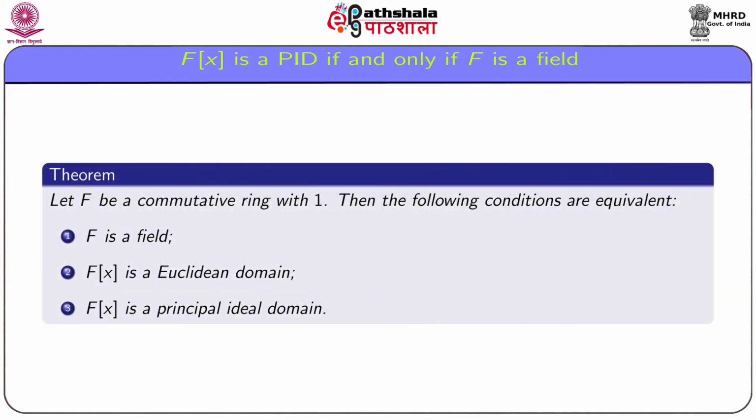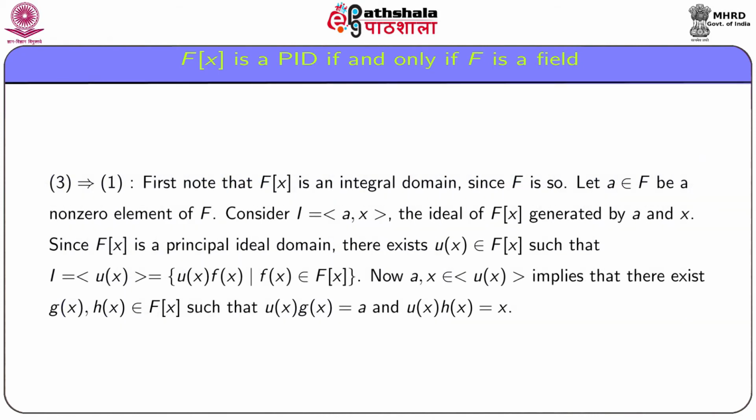We have a very interesting result which characterizes the polynomial rings R[x] which are Euclidean domain. Here we show that a polynomial ring F[x] is a Euclidean domain if and only if F is a field. Note that we have proved already that if F is a field, then F[x] is a Euclidean domain, and just now we have proved that every Euclidean domain is a principal ideal domain. Thus, the implications from 1 to 2 and 2 to 3 already we have proved. Here it remains to prove only that 3 implies 1. So, assume that F[x] is a principal ideal domain.